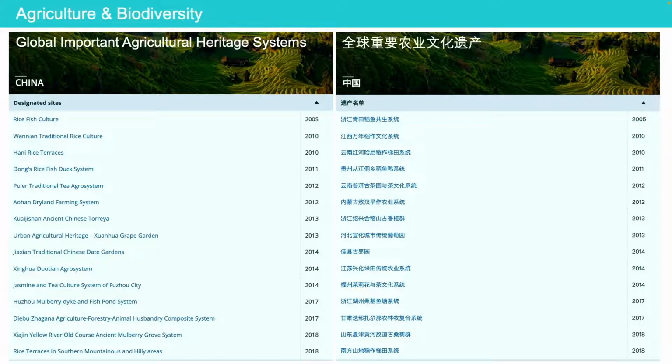Here I list more examples from the Globally Important Agricultural Heritage Systems in China. The rice-fish-duck agro-ecosystem is one of them, and there are 15 of them in China. All those are very good examples demonstrating environment-friendly and biodiversity-friendly sustainable agriculture in China throughout history.